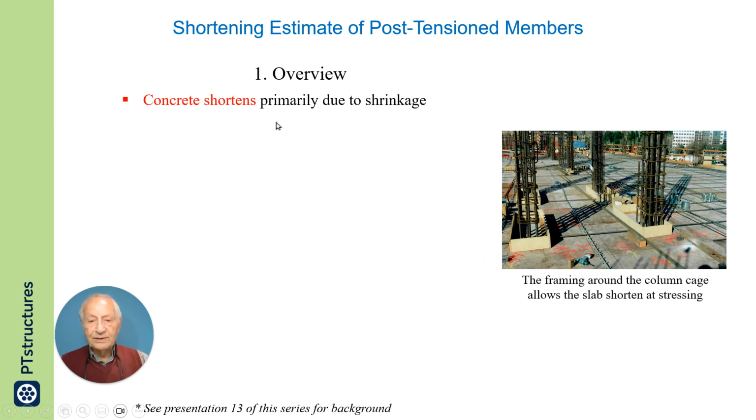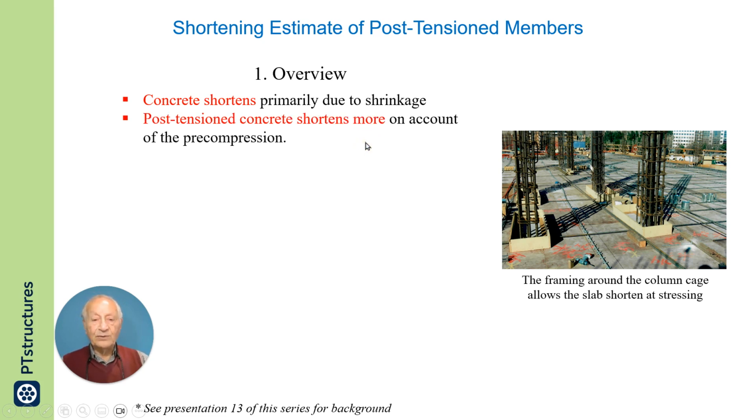Now, concrete shortens primarily due to shrinkage. By the way, the image on the right shows how certain column reinforcement is blocked so that the concrete around it would be allowed to shorten and not be obstructed by the column reinforcement. Now back here, concrete shortens primarily due to shrinkage.